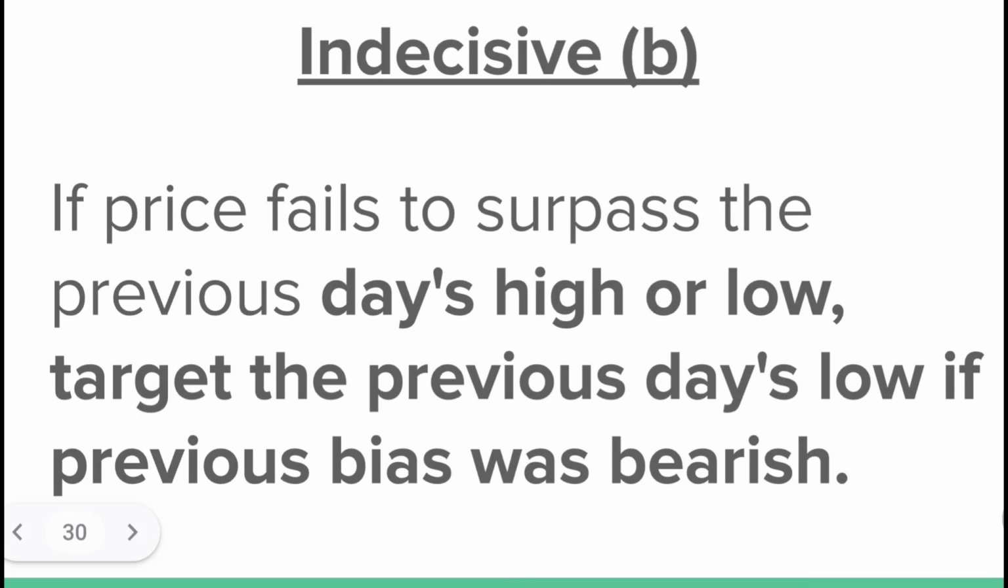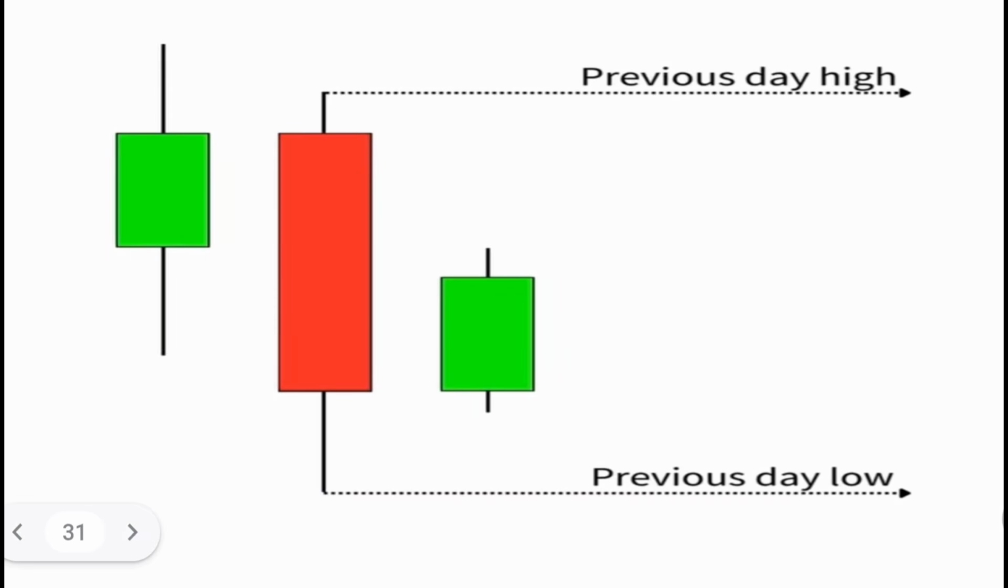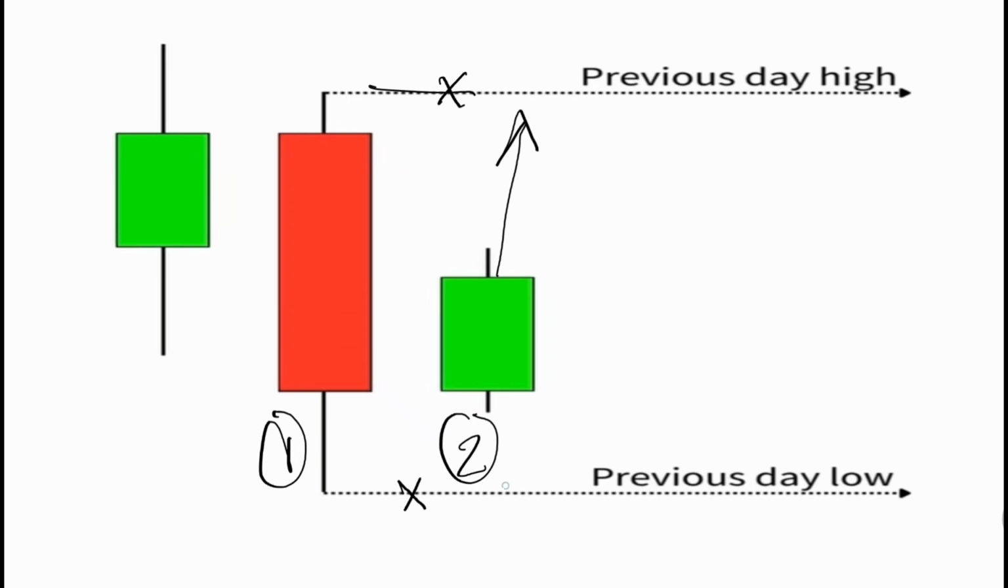So, an indecisive candle for the bearish side. If the price fails to surpass the previous day's high or low, you need to target the previous day's low if the previous day's bias was bearish. Now let us see what I mean. So here, this is your day 1, this is your day 2, and this is the previous day's high for your day 1. This candle did not take out this high and did not take out this low.